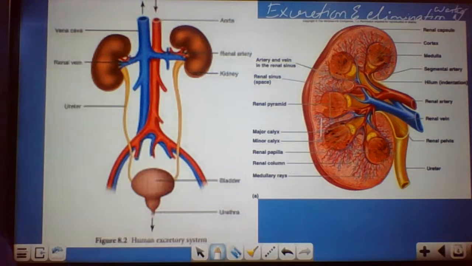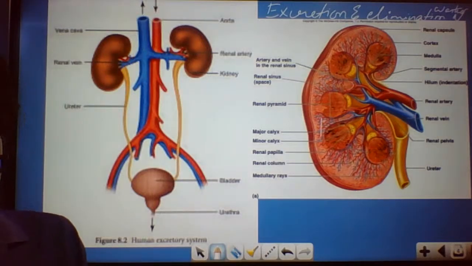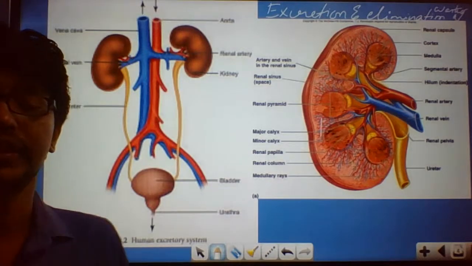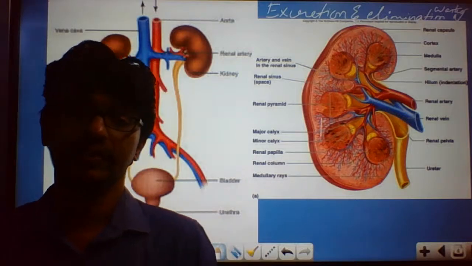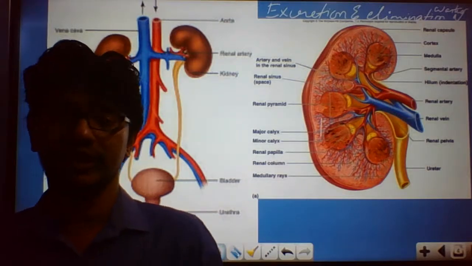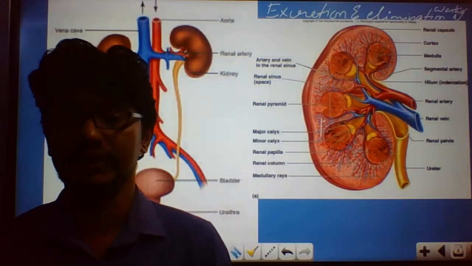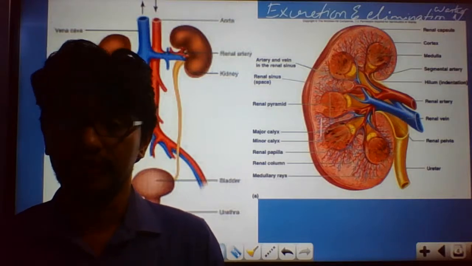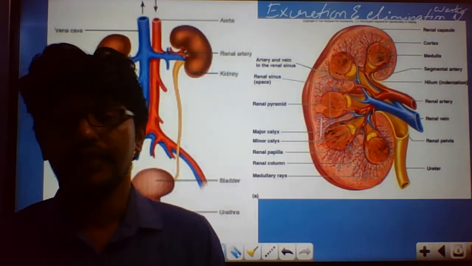Coming to the excretory system, what is the main function of the excretory system, the products and elimination? In the excretory system, we're talking about kidneys here. In the kidney, we are especially talking about the structural and functional unit called the nephron. We're talking about the nephron, right?